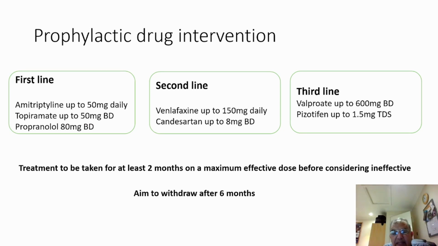For second line drugs, we can use venlafaxine, or candesartan, which has also been proven to be effective in the prevention of migraines. And finally, we can use sodium valproate, which we reserve for the extreme end. Sodium valproate is potentially teratogenic and has to be used with caution in younger women. It's recommended that treatment should persist for at least 2 to 3 months at maximum effective dose before considering it ineffective, and before switching to another drug. And we do aim to withdraw this treatment in about 6 months' time to avoid excessive side effects of medication.